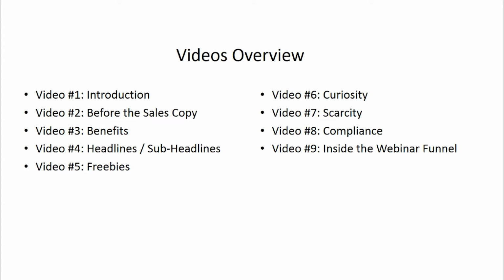And video number 4, we're going to talk about headlines and subheadlines once you have access to those benefits. Video number 5, we'll talk about freebies, giving away lead generation, lead magnets, or freebies. Video number 6, we're going to talk about curiosity, how you can build curiosity to get somebody to actually fill in their name and email address and sign up for the webinar. And video number 7, we're going to talk about scarcity, how you can use scarcity to get people to sign up quickly.